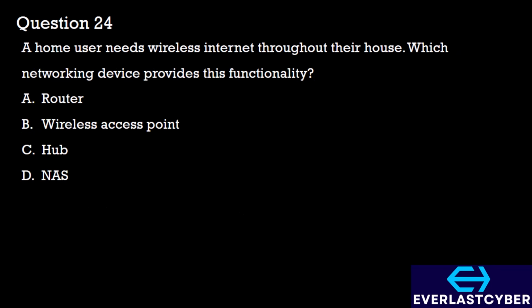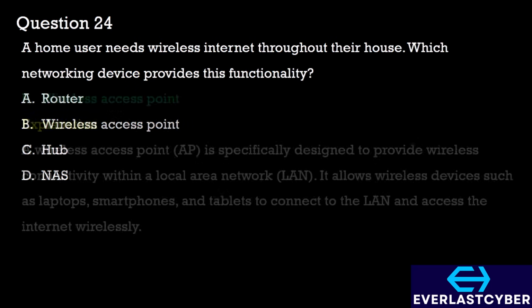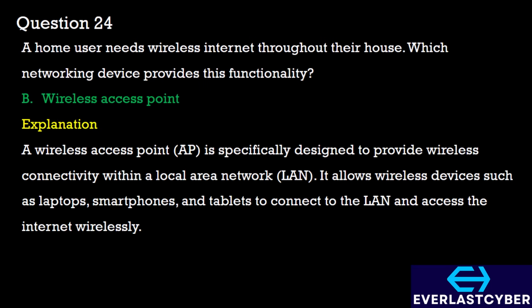Question 24. A home user needs wireless internet throughout their house. Which networking device provides this functionality? A. Router. B. Wireless access points. C. Hub. D. NAS. For this, what the home user needs is option B, the wireless access point. It is designed to provide wireless connectivity within a local area network, and it allows wireless devices like smartphones, laptops, and tablets to connect to the LAN and access the internet wirelessly.